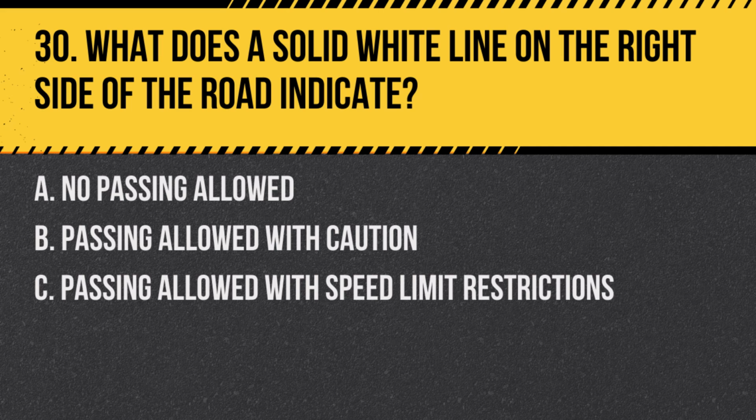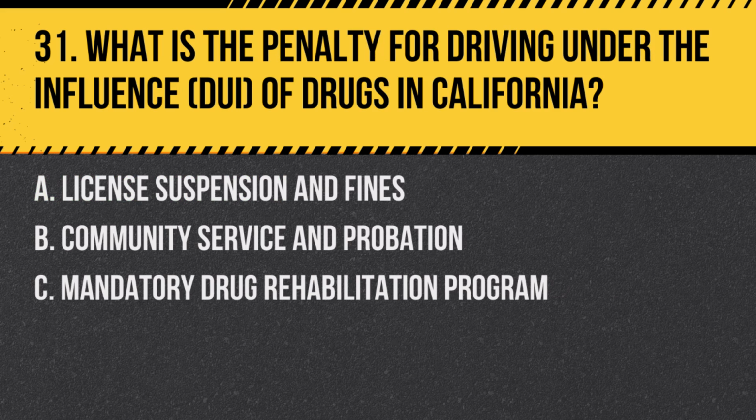A. No passing allowed. B. Passing allowed with caution. C. Passing allowed with speed limit restrictions. Answer: A. No passing allowed. A solid white line on the right side of the road indicates that passing is not allowed due to restricted visibility or other hazards.